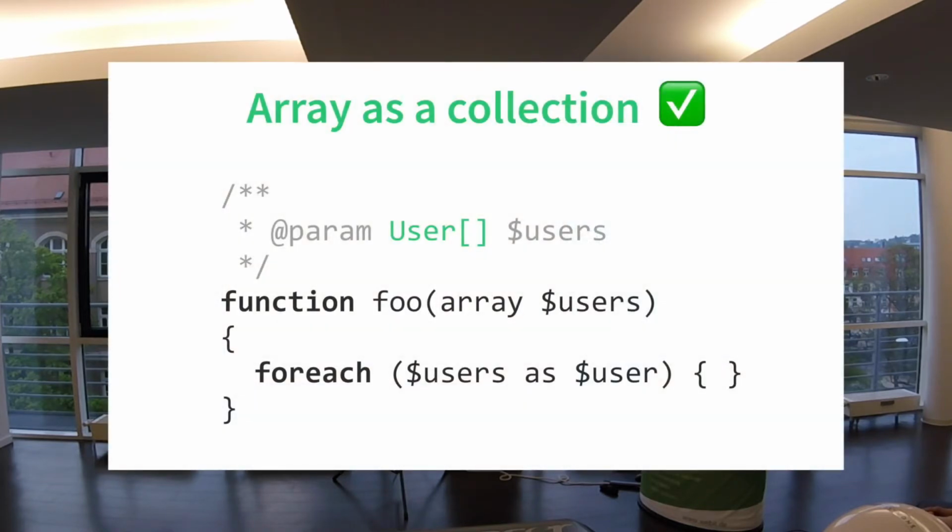One use case where arrays are okay is when you use them as a collection. If all elements of an array are a single type, that's fine by me, because that just tells us that if we are passing an array to a foreach, we can be sure what's in the foreach value variable.